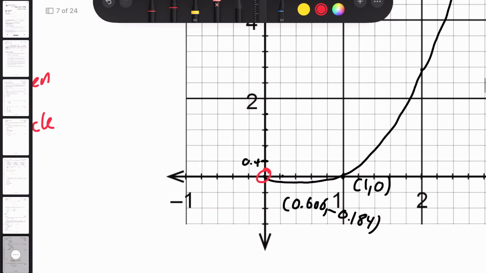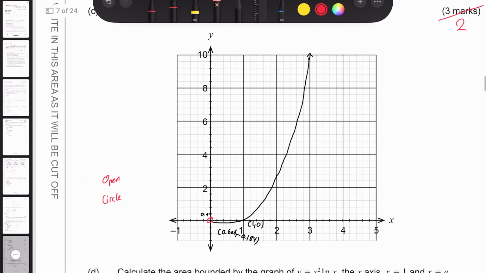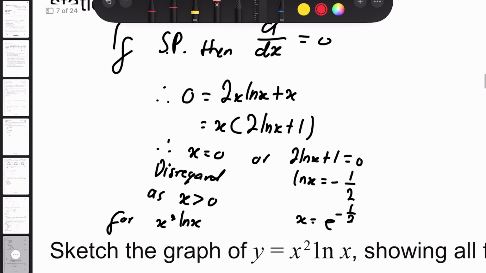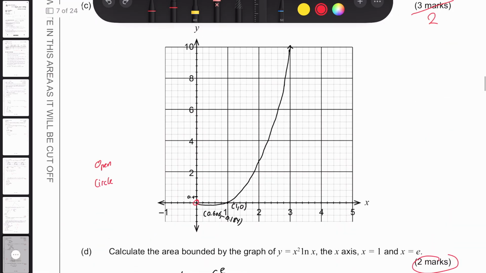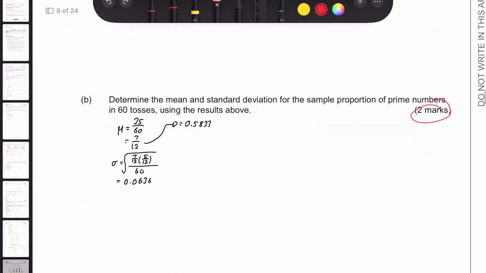Here I needed to put an open circle when x equals 0, because over here I even wrote it down. I wrote x is greater than 0. Obviously you can't have it at 0, so I lost a mark there.